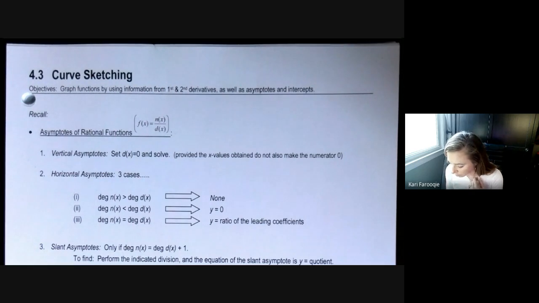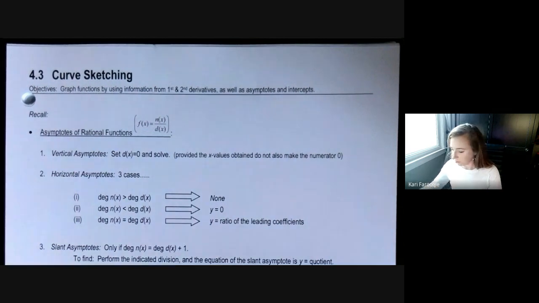Slant asymptotes are going to occur if the degree of the numerator is equal to the degree of the denominator plus 1. So the degree of the numerator will always be 1 more than the degree of the denominator. It's a very special case. We don't often have them, but we could have them. To find a slant asymptote, we perform a long division on the rational expression, and the equation of the slant asymptote is y equals whatever that quotient is. So we may or may not actually get to talking about slant asymptotes. We'll see. But they do technically exist.